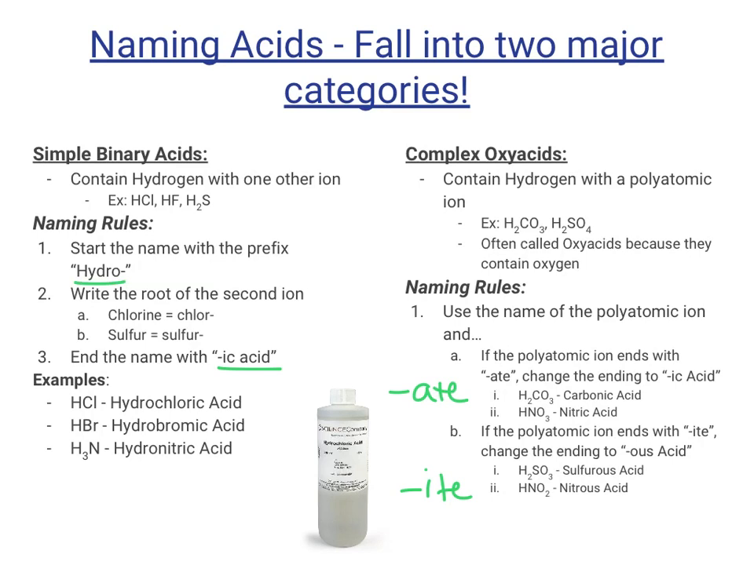If the polyatomic ion ends with ite, then we change the ending to ous acid. The best example is the difference between nitric and nitrous. So nitrate is NO3, nitrite is NO2, and that becomes nitrous acid. And then sulfate is sulfuric acid, and sulfite is sulfurous acid.